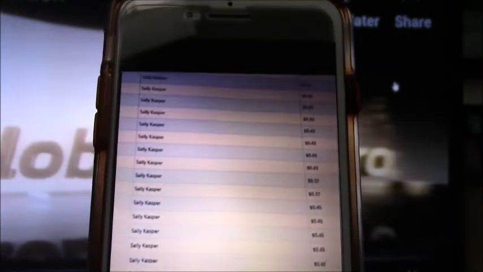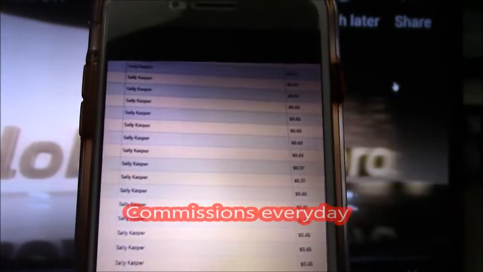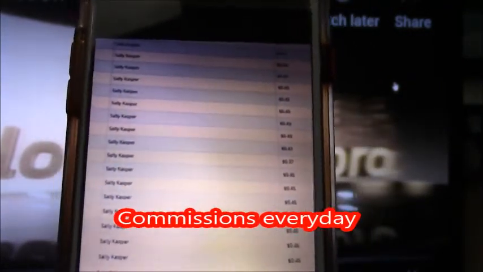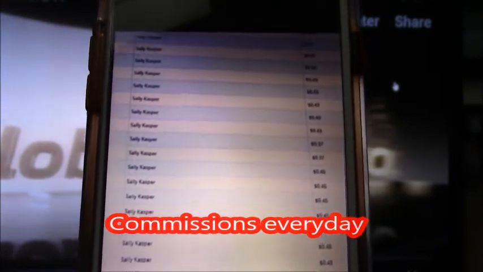My family and friends, most of my friends were saying, "No, I don't have a computer." You can do this on your cell phone. See, my friends, look at my earnings every day. This is just by clicking the ads.